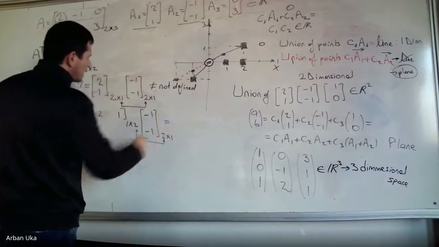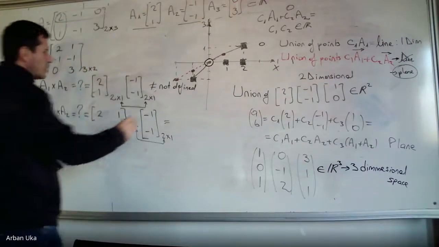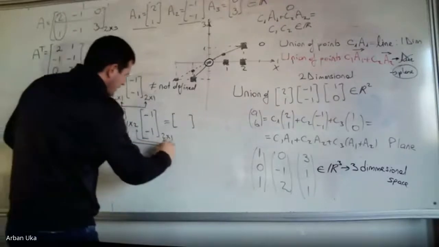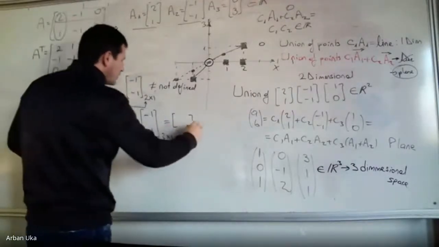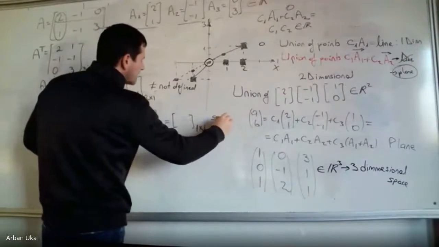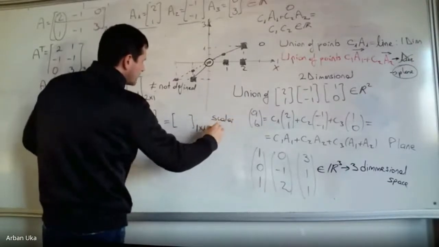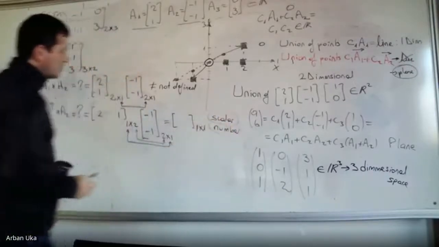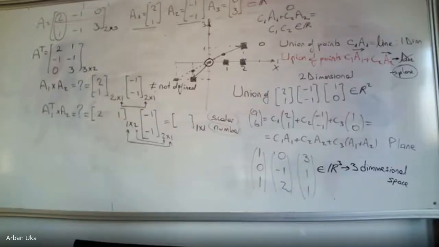So what would be the result here? What is the dimension of the resulting matrix? 1 by 1. That's correct. So we get a scalar. A 1 by 1 matrix is a scalar. It's just a number. It's not a vector. Okay, so this is how we can denote these two. And what is the result? Minus 3. That's correct.